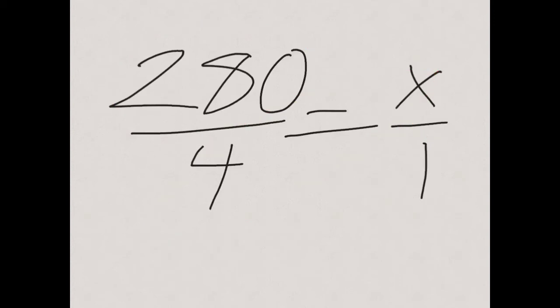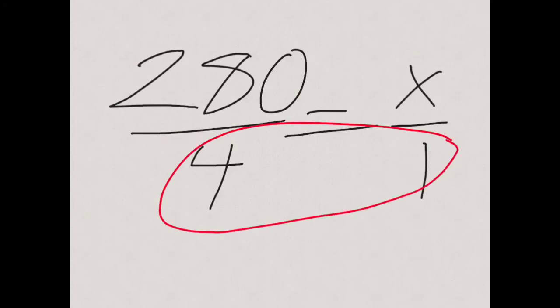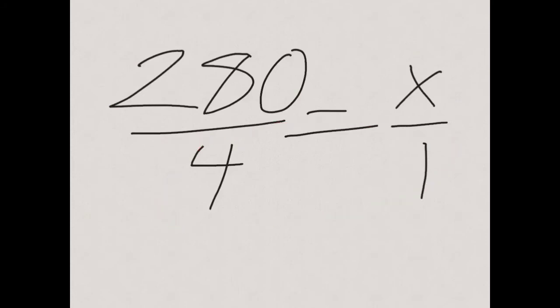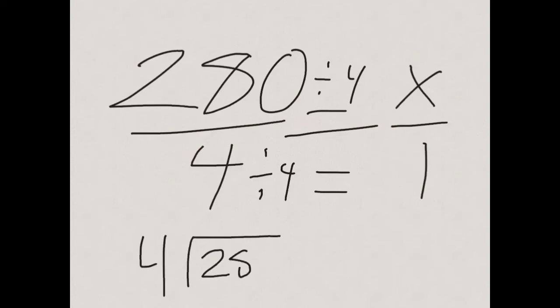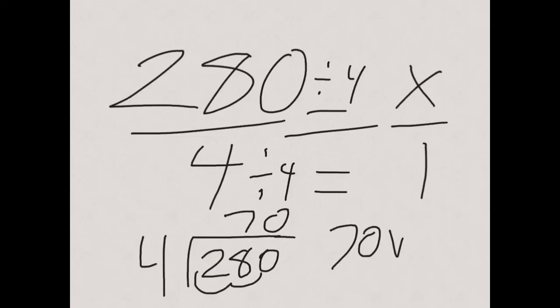But again, I can look and say, okay, well, what's my relationship between these two numbers, 4 and 1? Well, if I divide 4 by 4, I get 1. So it makes sense to say, well, then I have to do the same thing to my top quantity. So what's 280 divided by 4? I can just do this. For some people, they see it like this. Can 4 go into 2? No. Can it go into 28? Yep, 7. So he can type 70 words per minute.